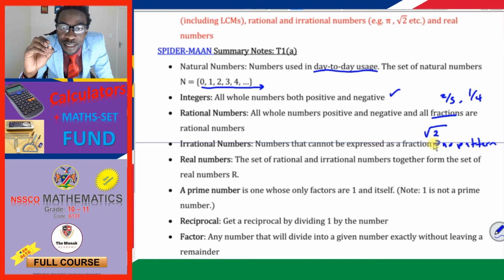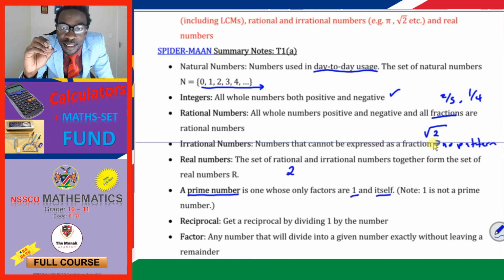Now, the next definition is very important because that's usually where your exam questions focus on, and that is a prime number. So a prime number is a number whose factors are 1 and itself only. What do we mean by this? We are saying a prime number is a number that cannot be divisible by any other number except itself and 1. So let's take a look at the number 2.